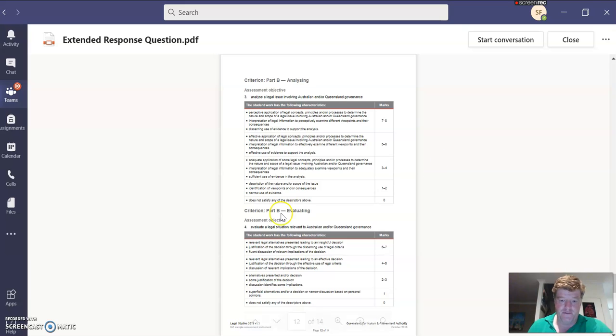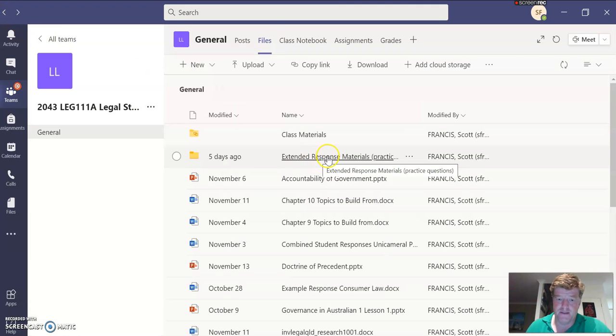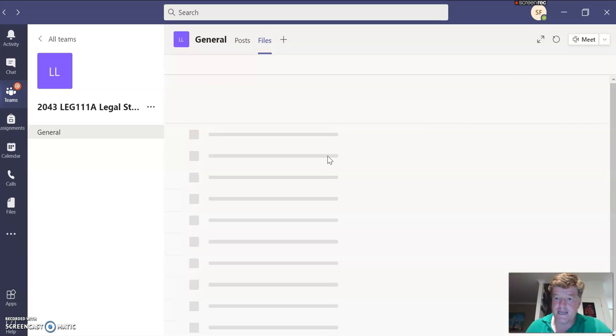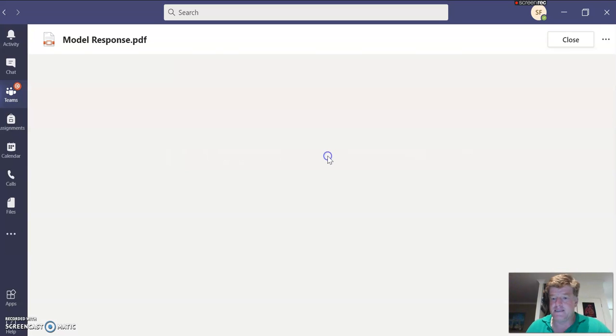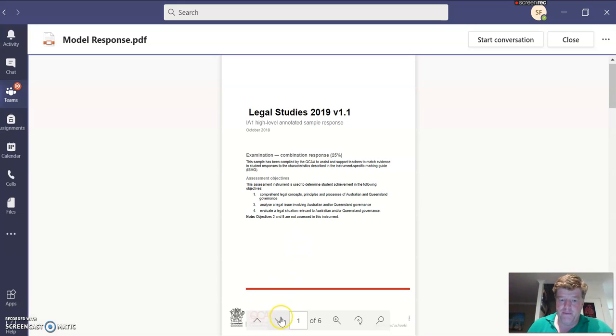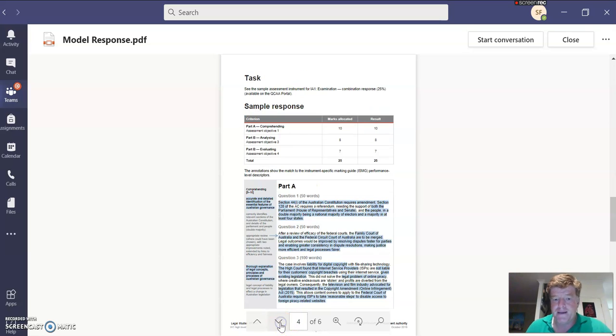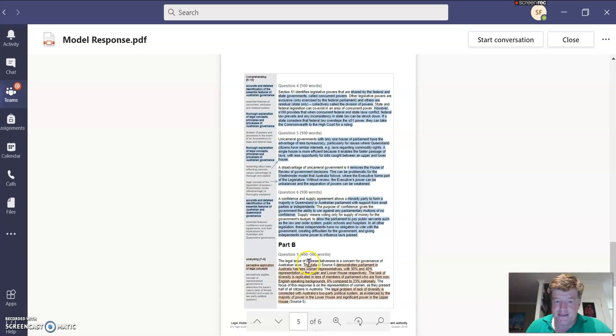Now, what I want to do, if I can, let's go back and have a look then at the response that they give and see how well they work with that. So this is the model response here, and it's annotated, so it's going to take it back to the answers. Now, don't get too worried about the short answer, but you can see they've marked here that they have a very high regard for the way this response analyses and evaluates. This is your part A, don't worry about that. This is the start of part B.